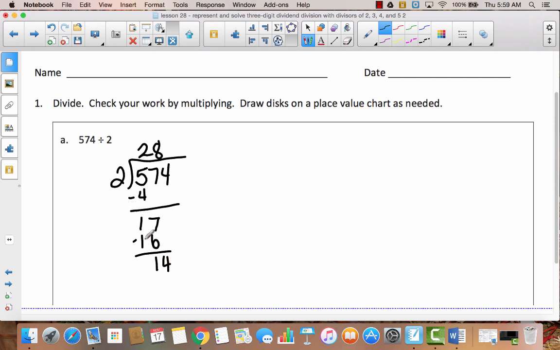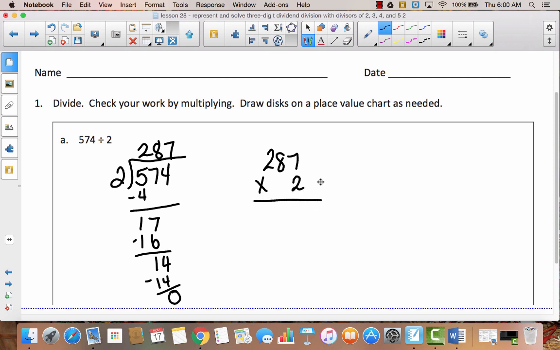14 ones divided by 2. If I counted by 2s, I would say 2, 4, 6, 8, 10, 12, 14. And that would be 7 2s. 7 times 2 is 14. So I have a remainder of 0. So now I'm ready to check using multiplication. So I'm going to take my quotient. I was dividing by 2, so I'm going to multiply by 2.